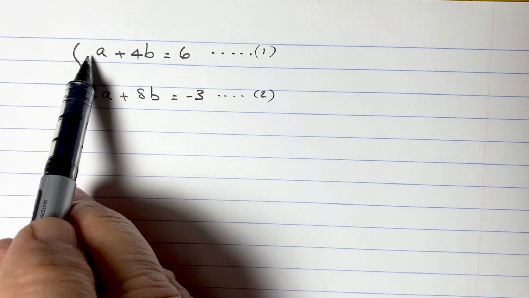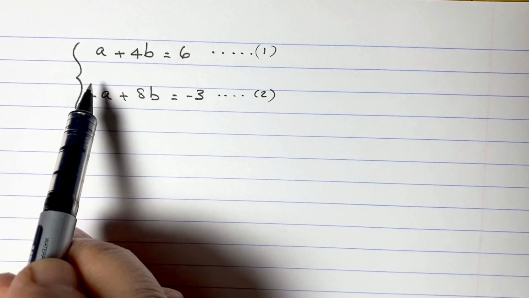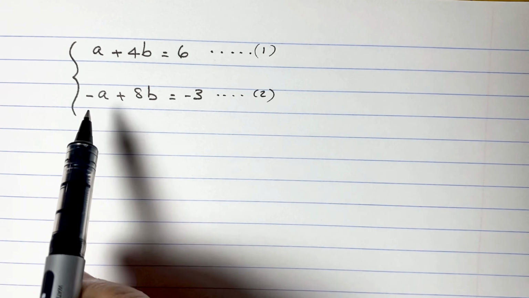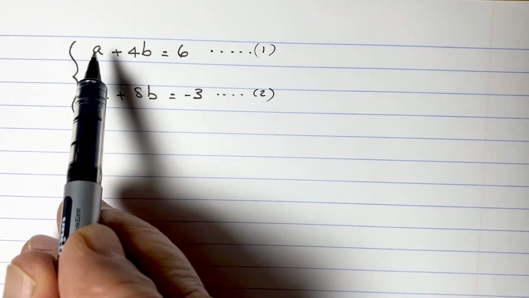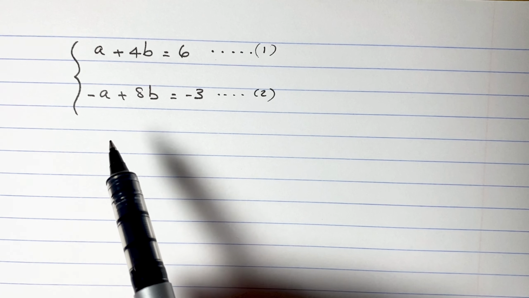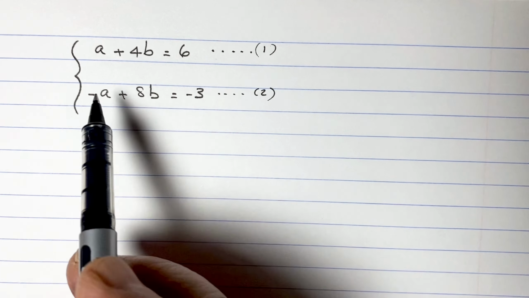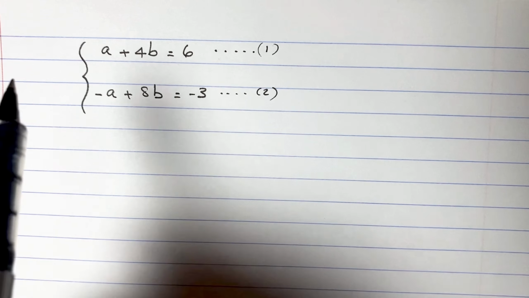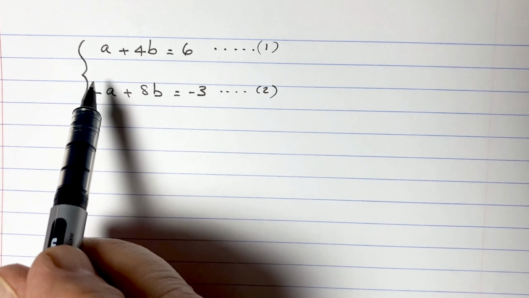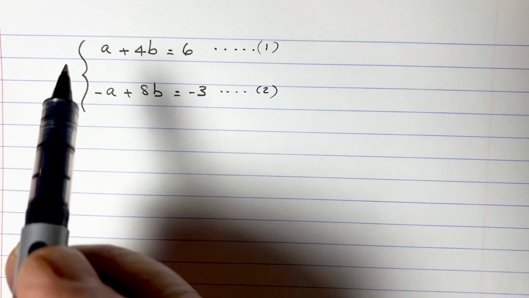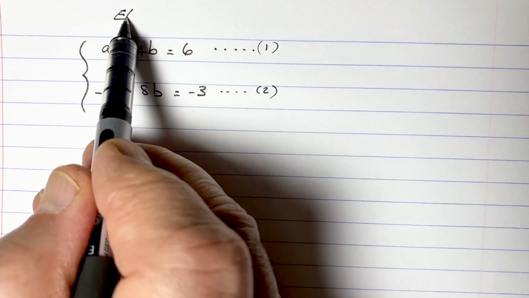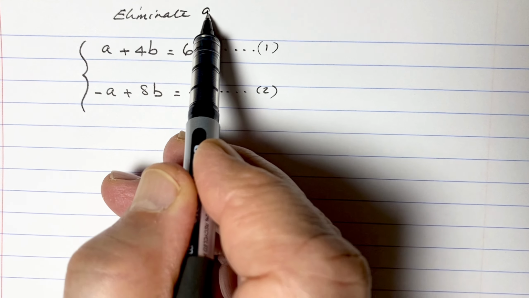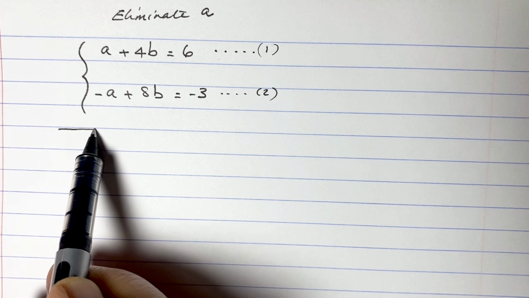First reason, the coefficients of a are both 1. One is plus, one is minus. So by adding, a automatically will eliminate. I don't need to make them the same number, which I will tell you in the next lesson how to do if they're not the same. So here we eliminate a, again by adding.